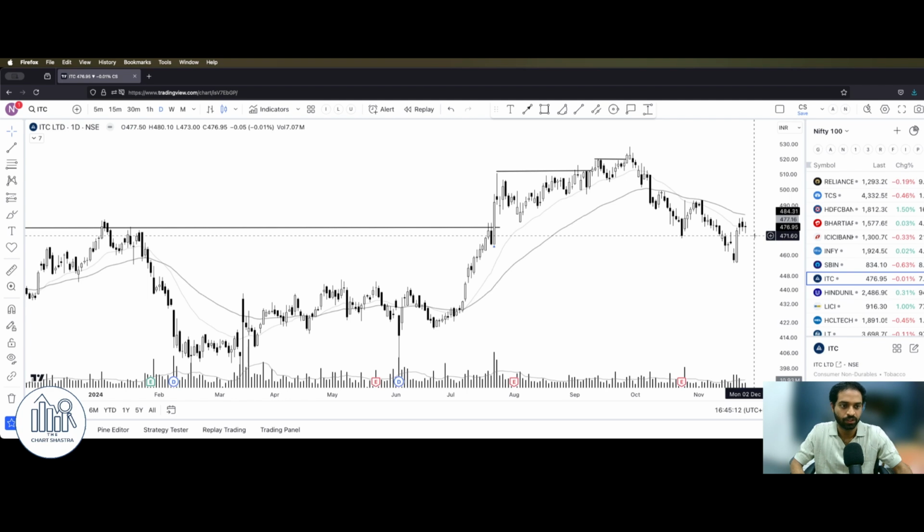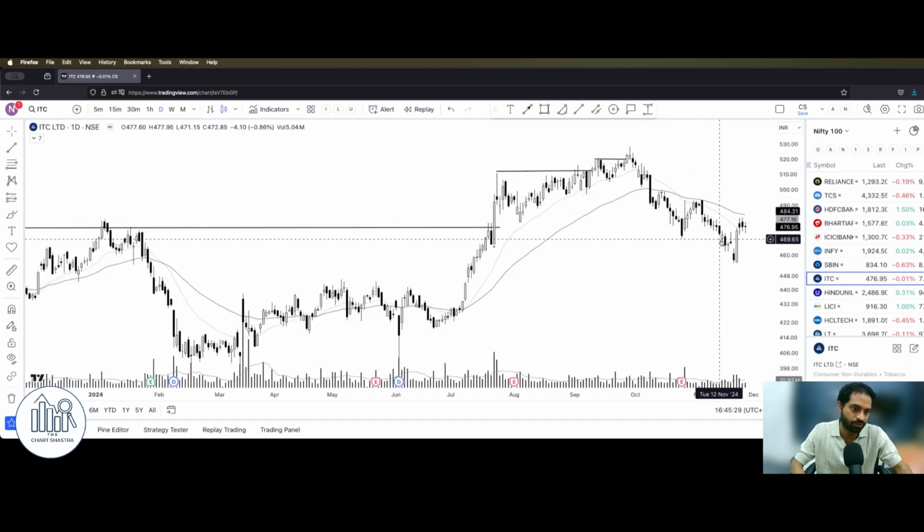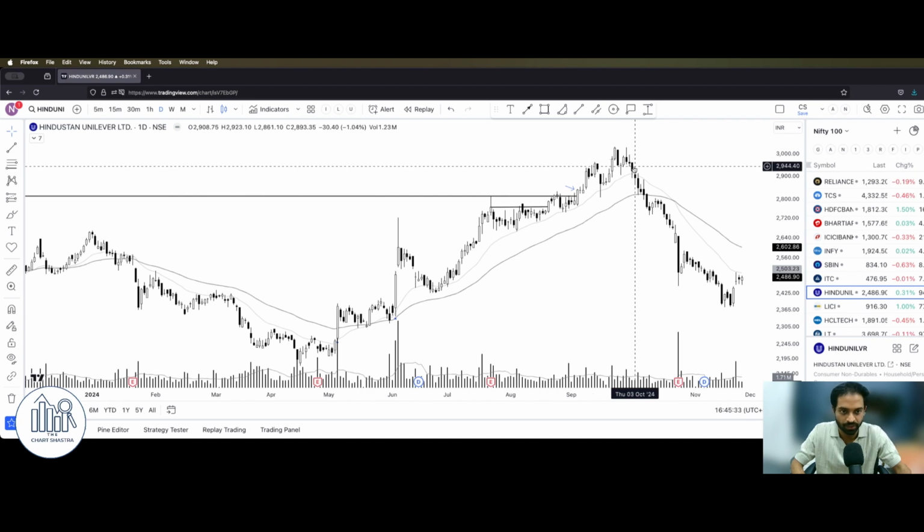Now let's look at ITC, which is one of the major FMCG companies. As you can see, there was a clear selling on the day of 9th October. If you look at Hindustan Unilever also, it follows a similar pattern. Both the FMCG stocks have seen some selling, and if you look at Hindustan Unilever, the selling has been much harsher than in ITC.